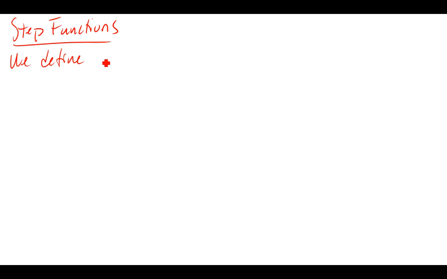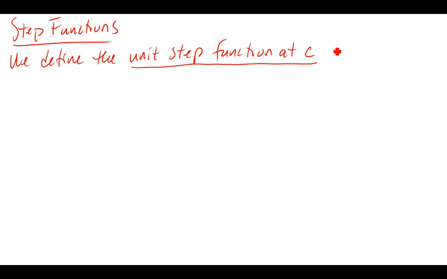So that's one character. So that was the impulse function. Another character that we'll talk about is known as a step function. That's this u that you see in the chart in rules 9 and 10. All right, so again, let me give you a definition. So we define the unit step function, and the notation for the unit step function at c is u subscript c of t.